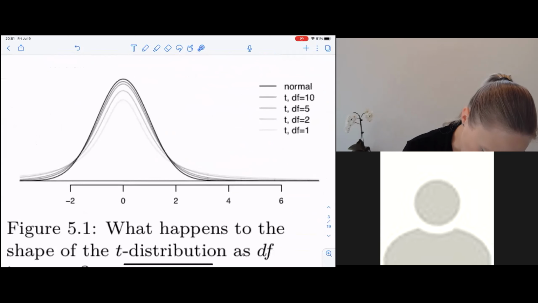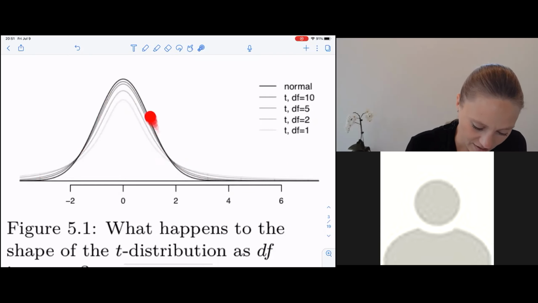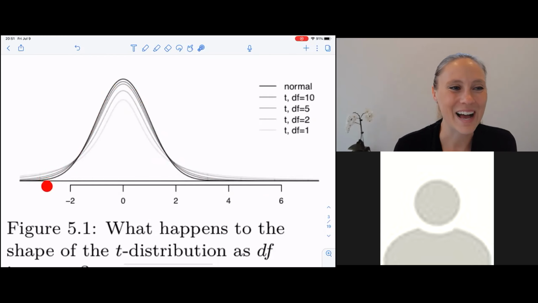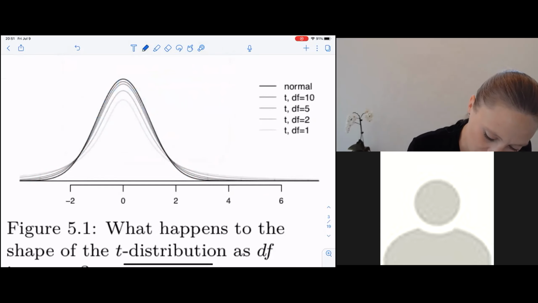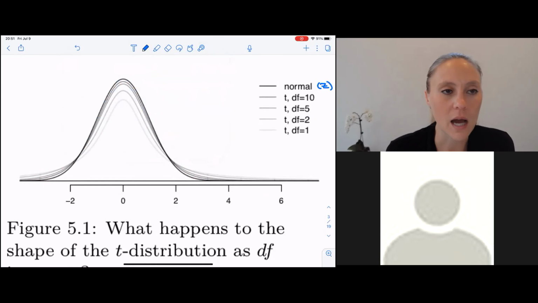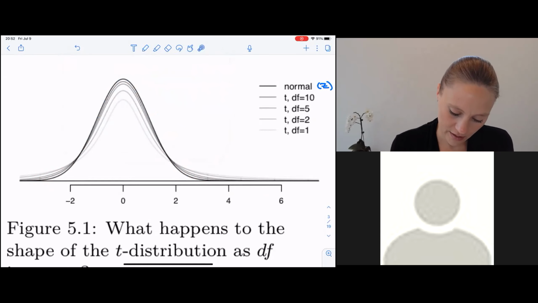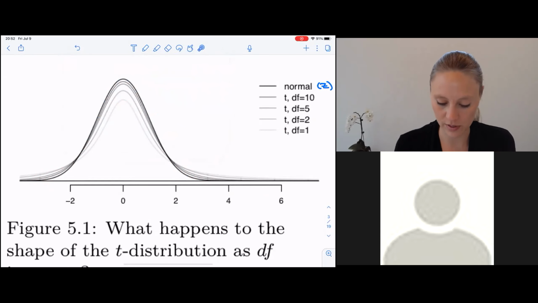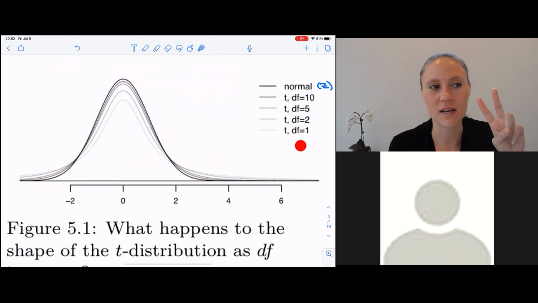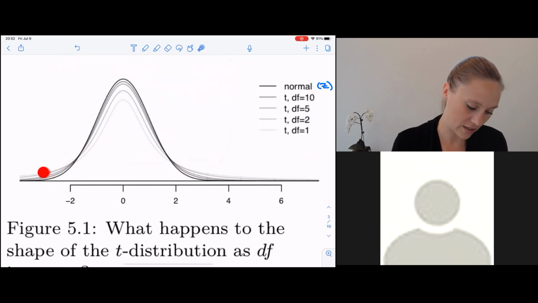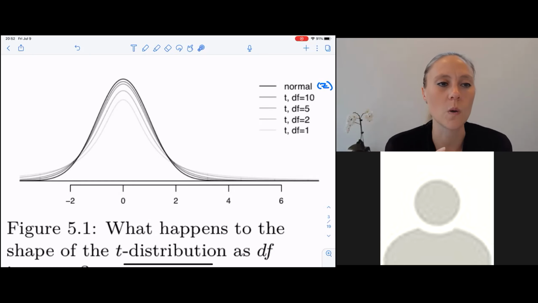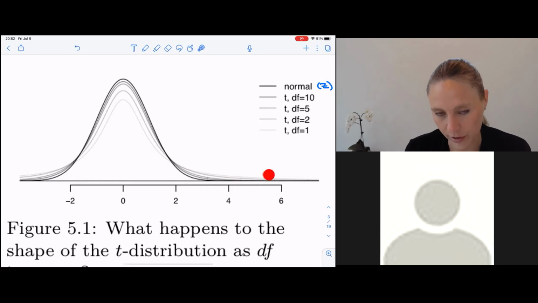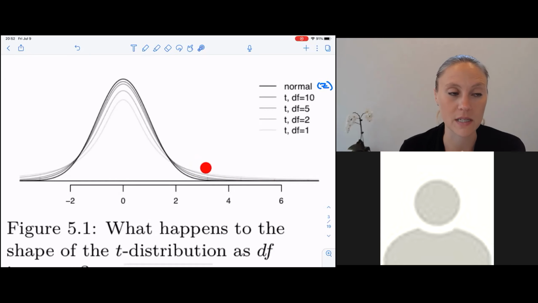So here, I keep forgetting that these are not color-coded, very confusing. But the darkest line is the z distribution, and the z distribution is the normal. And then here, the lightest color is when we have degrees of freedom equal to 1. So we have 1 degree of freedom, which means our sample size was 2. Well, we don't really know. This is not representative of our population. We don't really know what's what. So it's making lots of room for probabilities happening far out in the tails.